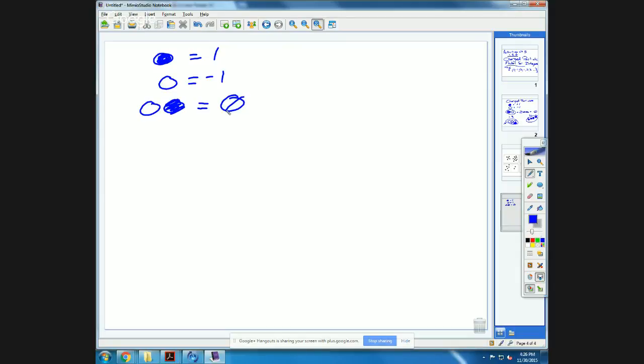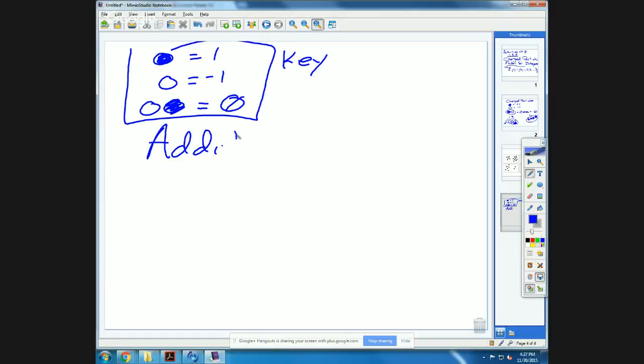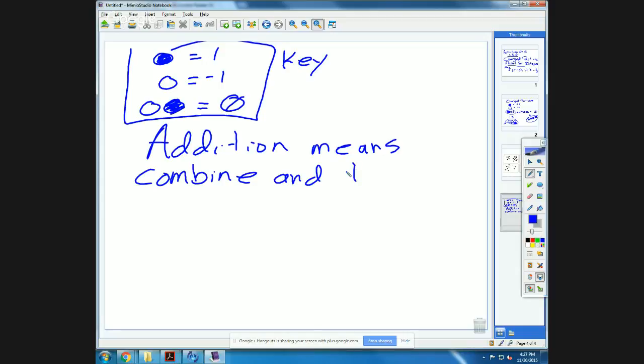Right? So if I want to do addition with these things, I have to state what addition means. Well, what does addition mean? Anybody remember our first definition of addition? Combine and count. Yeah, combine and count. So with this key here, and the fact that addition means combine and count, I can now use the chips to show how to add signed numbers.